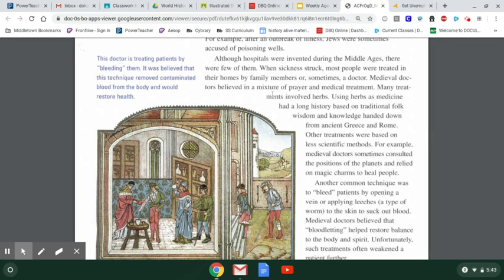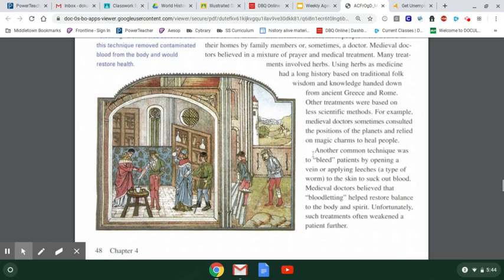Medieval doctors believed in a mixture of prayer and medical treatment. Many treatments involved herbs. Using herbs as medicine had a long history based on traditional folk wisdom and general knowledge handed down from ancient Greece and Rome. Other treatments were based on less scientific methods. For example, medieval doctors sometimes consulted the positions of the planets and relied on magic charms to heal people. Another common technique was to bleed patients by opening a vein and applying leeches, a type of worm, to the skin to suck out the blood. Medieval doctors believed that bloodletting helped restore balance to the body and spirit. Unfortunately, such treatments often weakened a patient further.